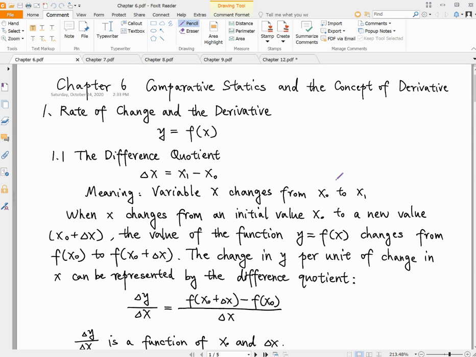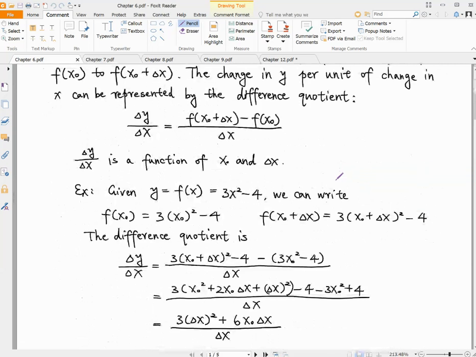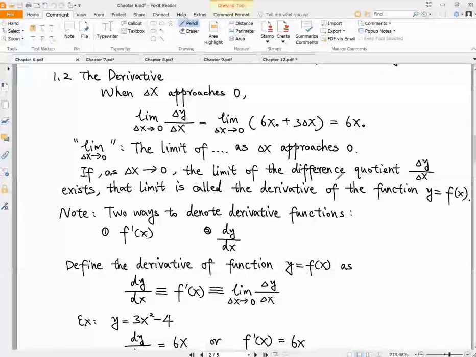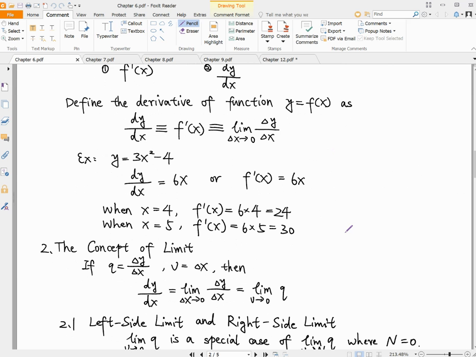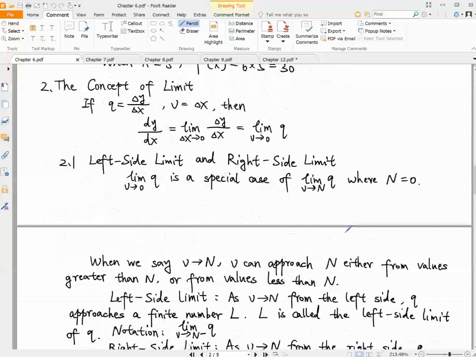And for chapter 6, first we talk about the introduction part, which is the rate of change. And then from the rate of change, we talk about the limit, and we say that the limit of the rate of change is called the derivative, right? So what you need to know is how to calculate the derivatives.